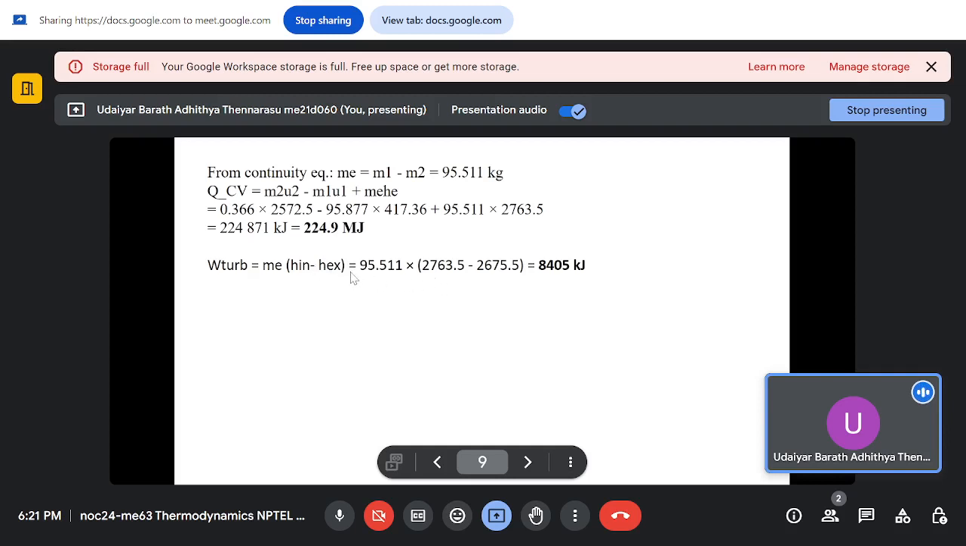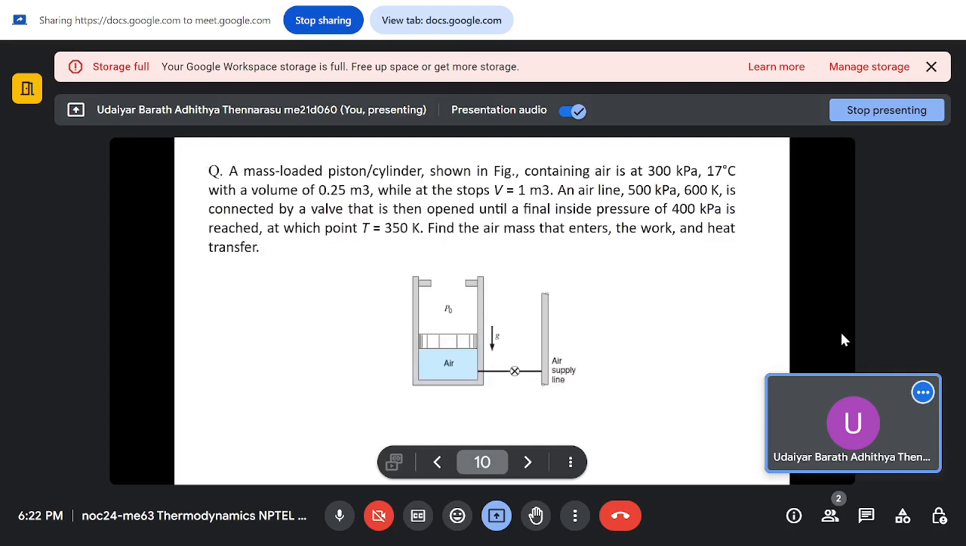That is it. So substituting that, you will find out your work generated in the turbine is 8405 kilojoule or 8.405 megajoules. That's the amount of work which is generated in the turbine. So moving on to the next problem.